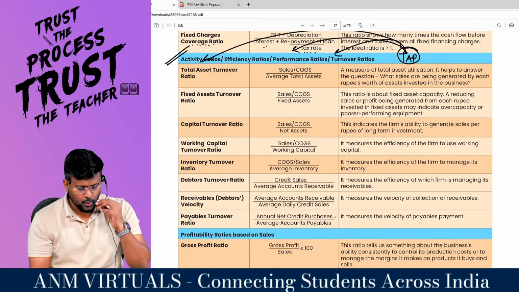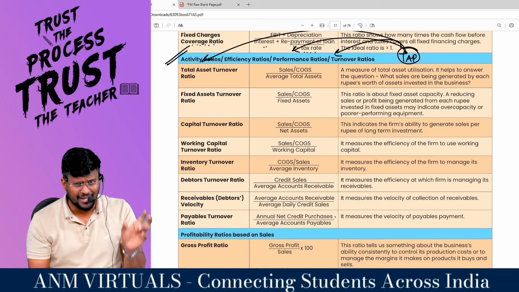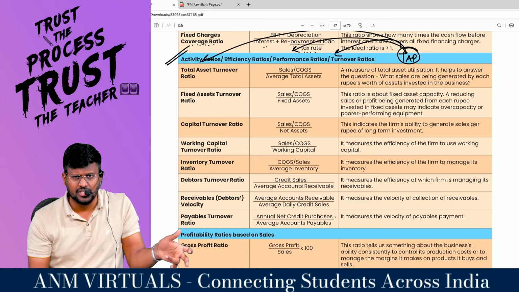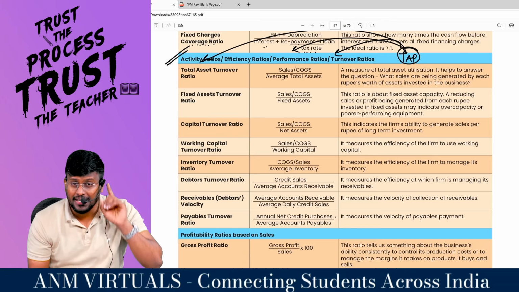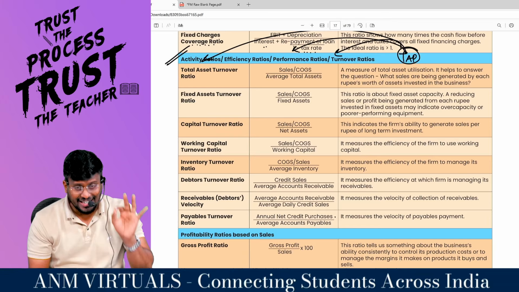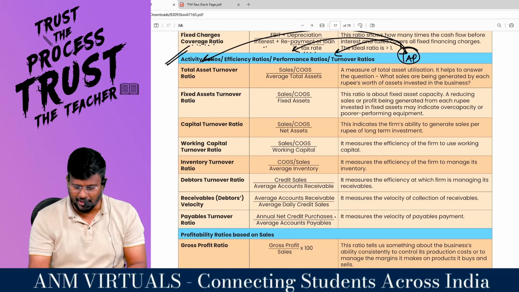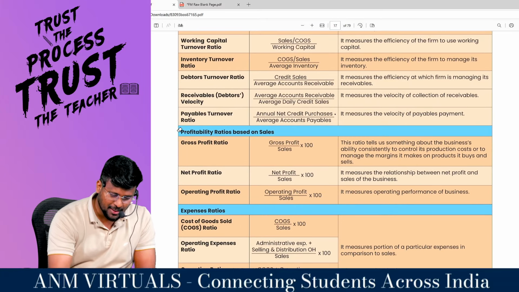Working capital, inventory. Debtors turnover ratio: you have to take sales divided by average accounts receivable, but don't take total sales, my dear lovable students. You have to particularly take the credit sales. For creditors, you have to particularly take the credit purchases. Are you comfortable? Shall I move to the next family?